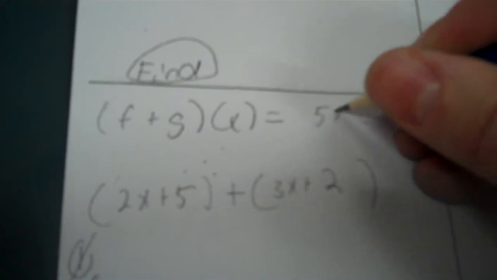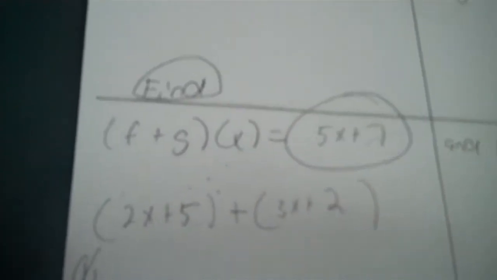Okay, step 2, you don't have a number that you have to distribute, so you don't have to worry about that. And step 3, you're just collecting your like terms. So 2x plus 3x gives us 5x, and 5 plus 2 gives us 7. So that's f plus g of x, 5x plus 7. You go ahead and circle that.